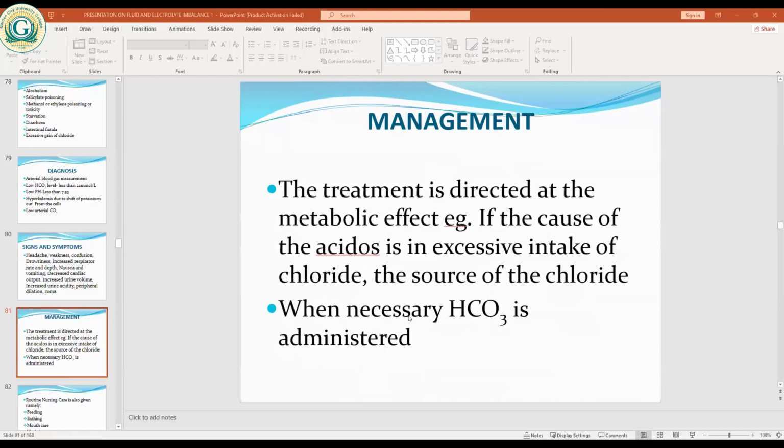And we said at the beginning that there's a deficit of bicarbonate. So if we are managing it, then we need to restore bicarbonate to normal, and therefore correct the acidosis and bring the person back to neutral pH.